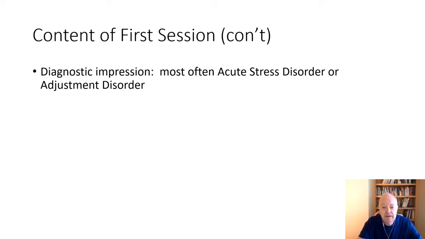But so often in cases of crisis intervention, if the stressor is traumatic, then the diagnosis is frequently going to be acute stress disorder. And if the stressor is normative, then typically it's going to be adjustment disorder.